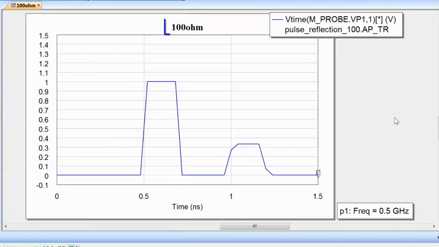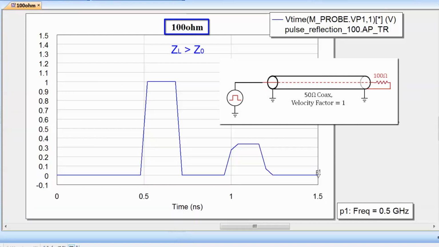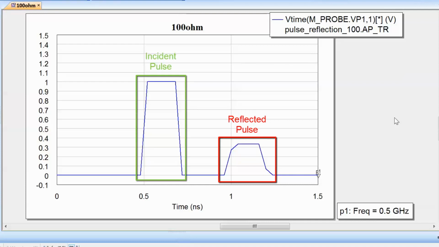When you terminate the line with an impedance which is greater than its own characteristic impedance, you are effectively getting a similar thing to what you get with an open circuit, but much milder. And we have seen this in the manual. What I mean by that is that some of the voltage pulse will be reflected with the same polarity as the incident pulse. But of course, unlike the case of the open circuit, it will not be reflected in its entirety, only part of it will be reflected. And we can see this very clearly here. Only a fraction, about a third, of the incident pulse gets reflected and comes back.